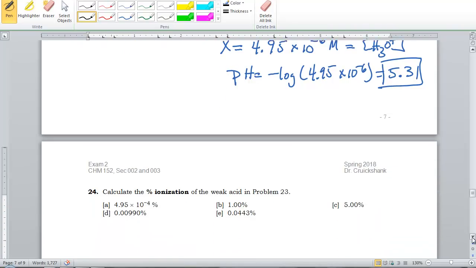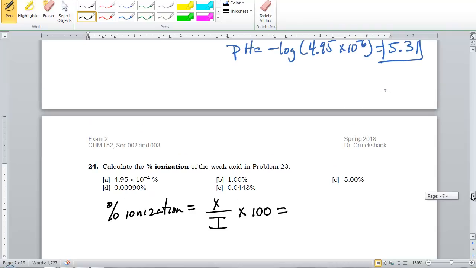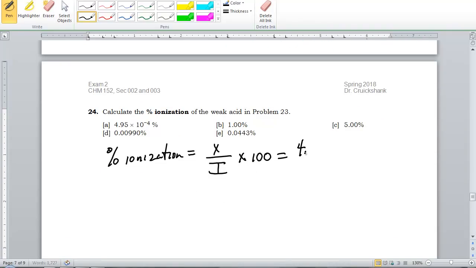So our percent ionization is simply x divided by the initial, part that reacted, divided by the whole amount we started with. That's a fraction, multiplied by 100. And I already forgot my number. I think it's about 4.9. There we go. 4.95 times 10 to the negative 6 molar. We started with initial concentration of 0.05 molar, multiplied by 100 to get to a percentage.